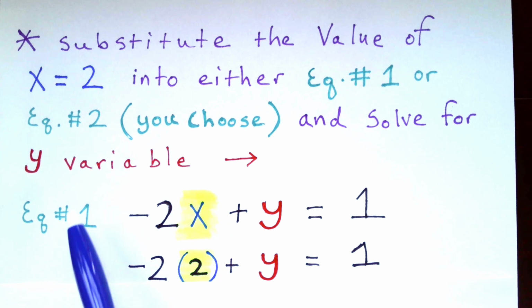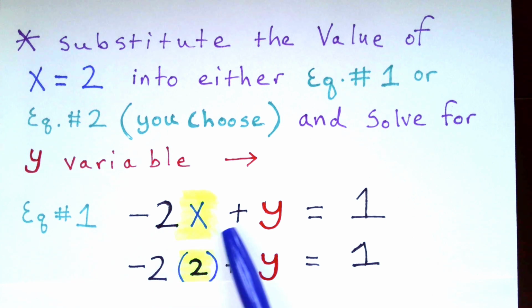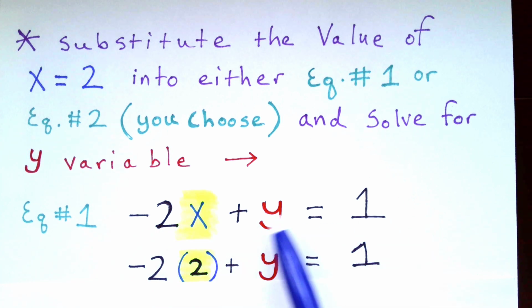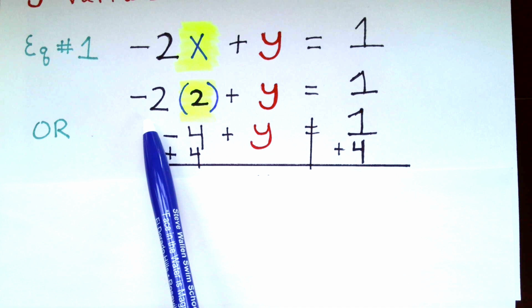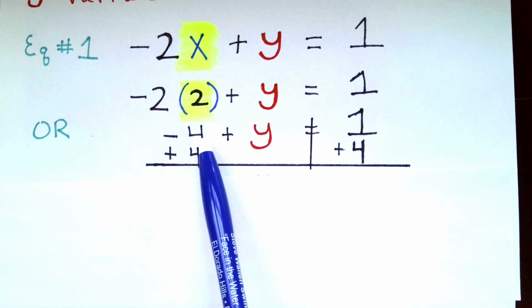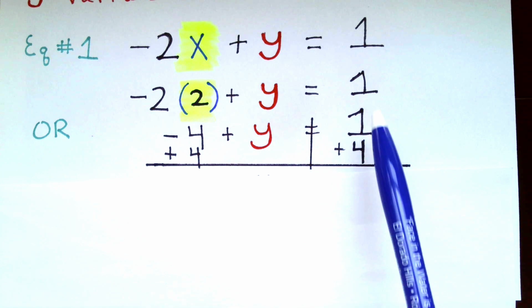So here's equation. I'm going to show you both. Here's equation 1. Negative 2 times x plus y equals 1. Well, if x equals 2, I'm going to substitute 2 everywhere I see x. Let's substitute that a little further. All right, so since x equals 2, we simplify further. Negative 2 times a positive 2 is negative 4, plus y equals 1.